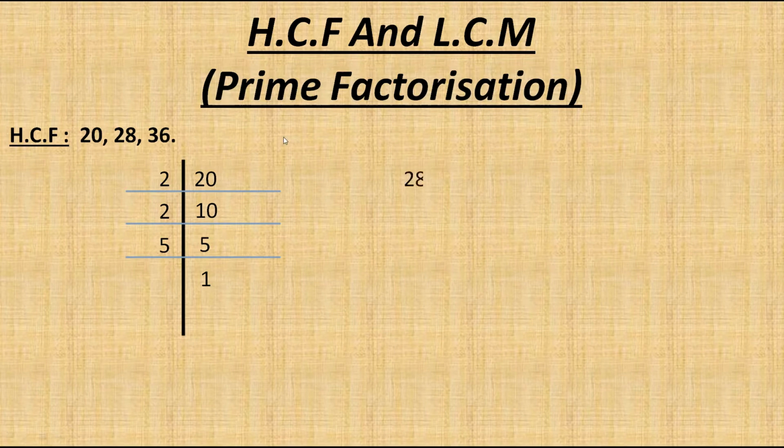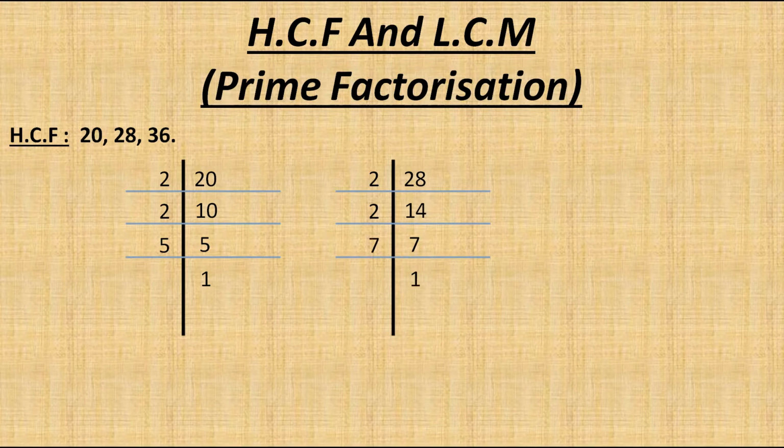Now again we have to find the prime factorization of 28. 28 is also an even number, so let's divide it by 2. So 2 ones are 2, next 2 fours are 8. 14 is also an even number, so let's divide it by 2 again. 2 sevens are 14, and 7 is a prime number, so let's divide it by 7 itself. 7 ones are 7. Once we get 1 at the end, we have to stop.